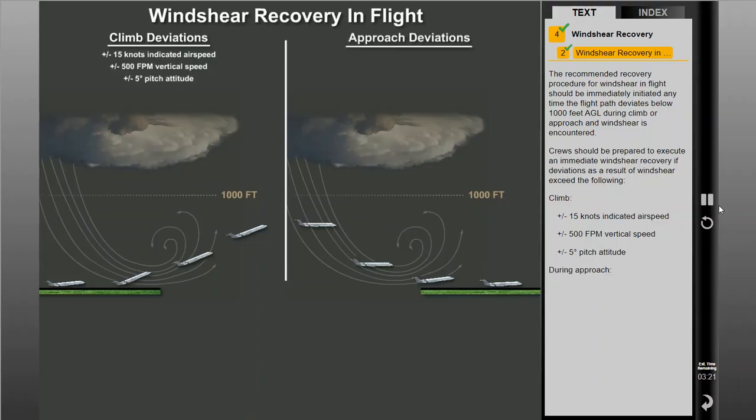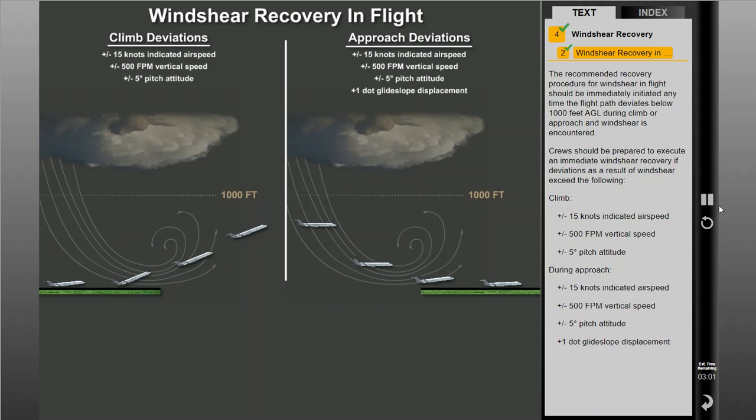During approach, execute a wind shear recovery if you experience greater than a 15-knot deviation in airspeed, greater than a 500 foot per minute deviation in vertical speed, greater than a 5-degree deviation in pitch attitude, greater than a 1-dot glide slope displacement, or an unusual thrust position for a significant period of time.